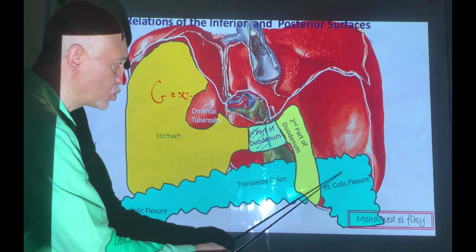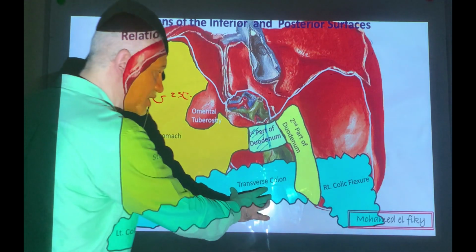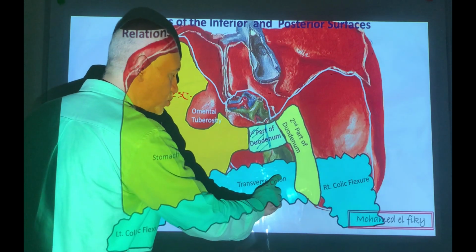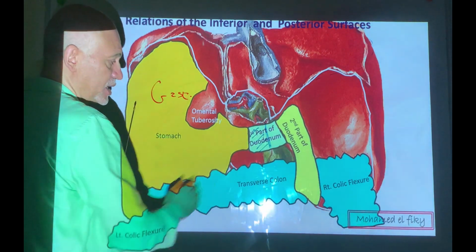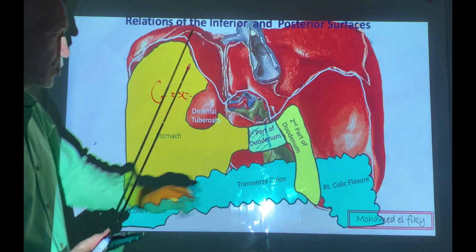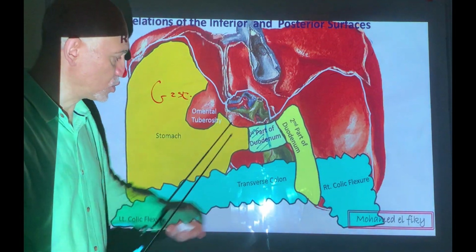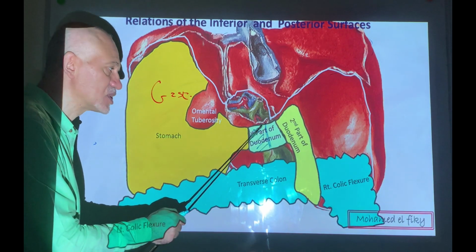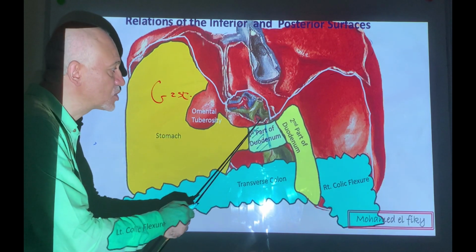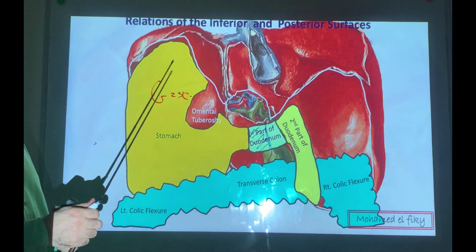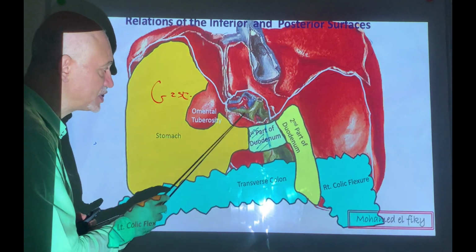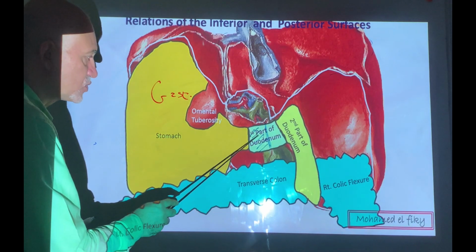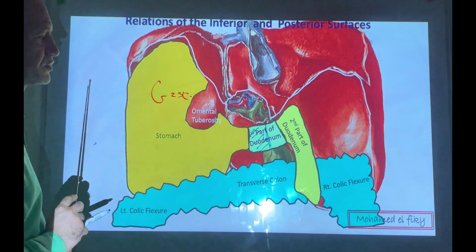Transverse colon and colic impression. The transverse colon is related to the lower border of the liver, especially at the quadrate lobe. So the quadrate lobe is related from below to the transverse colon. In the middle, the pylorus and the first inch of the first part of the duodenum, and above, the lesser omentum. What are the relations of the quadrate lobe? One, two, three: transverse colon, pylorus or first inch of the first part of the duodenum, and the lesser omentum.